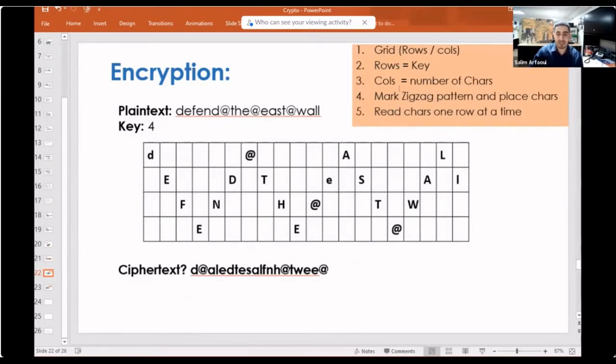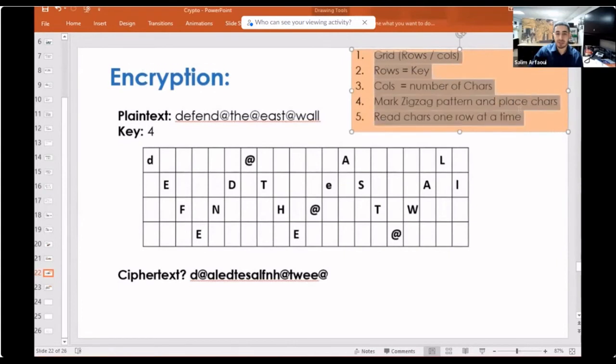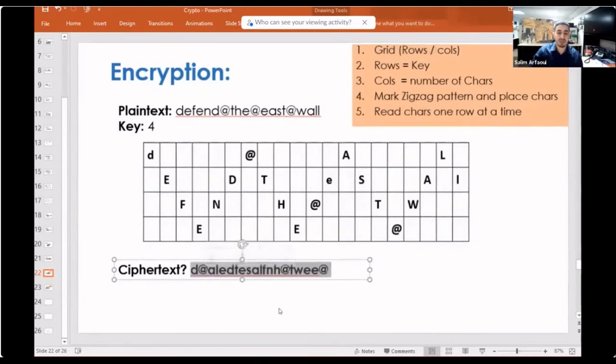So the process is that you follow these steps: create the grid based on the rows and the columns, which are the number of characters by the key value, an integer value, and then mark the zigzag pattern, and then place the characters following that pattern. And then you read the characters one row at a time, and that gives you the ciphertext. There's no way that you will be able to know what this means without knowing the ciphertext, the cipher, and the key.